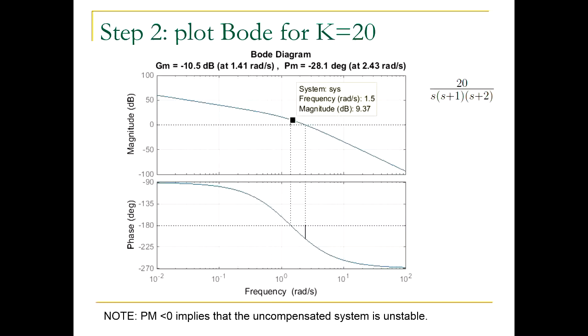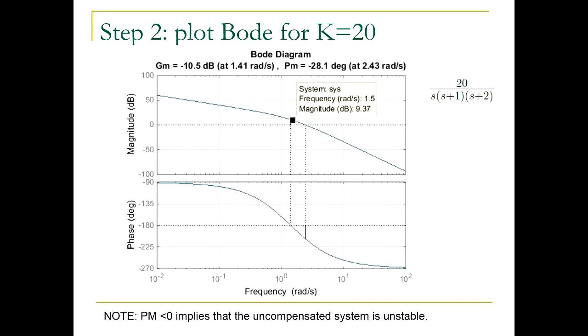So where do we read out the phase margin? Well, at the crossover frequency, right? Note that at the crossover frequency, the phase is smaller than, that is, lower than minus 180 degrees. That's why phase margin is negative. If it was above, it would be positive, right?